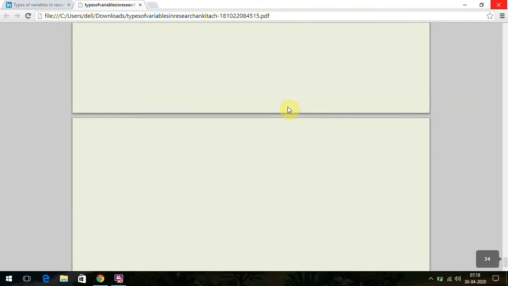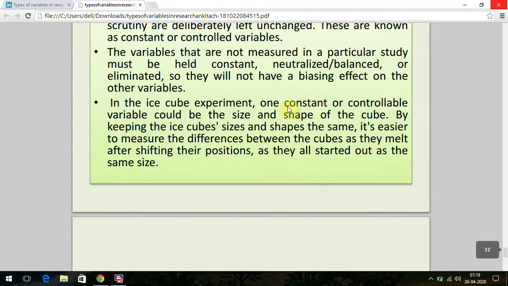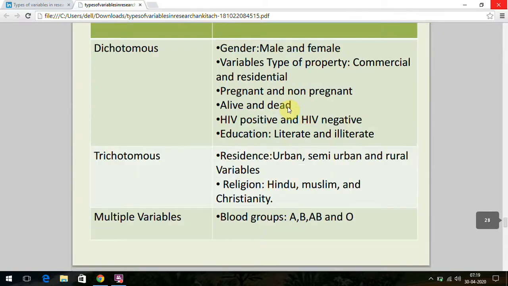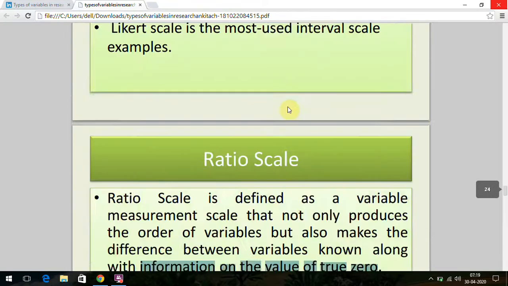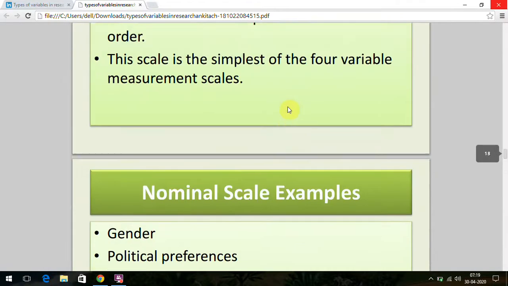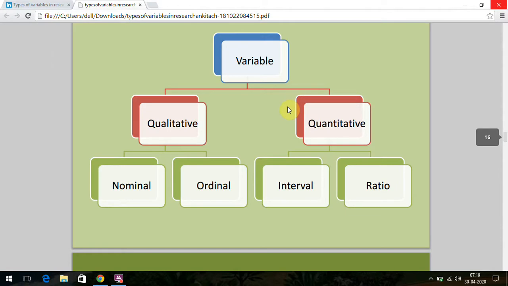So that's all about our types of variables. The commonly seen variables are dependent and independent variables. Dependent means depending on other variables. Then we have qualitative and quantitative variables, that is, continuous and categorical. This is the most common one. Qualitative will always be categorical, so nominal and ordinal are the two categories. Quantitative is continuous, interval and ratio. In ratio, the absolute zero is possible.